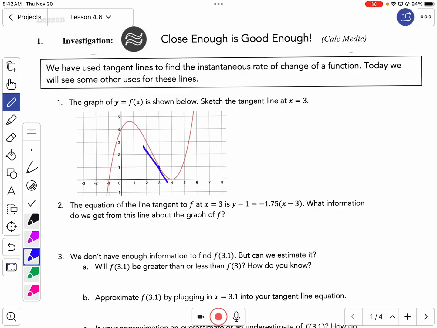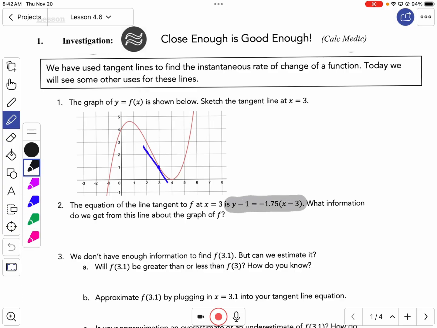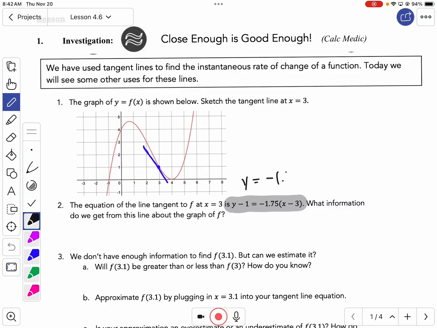So then they tell me the equation of the line tangent to f at x equals 3 is this equation, y minus 1 equals negative 1.75 times x minus 3. If it's okay with y'all, I'm going to rewrite that as y equals negative 1.75 times x minus 3, plus 1, just because that's how I'm used to seeing it. Okay? So what information do we get from this line about the graph of f? So what all does this equation tell me?